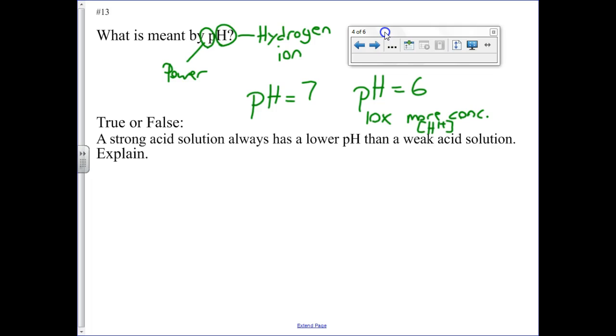10 times more concentrated hydrogen ions. If I have a pH of 5 versus a pH of 7, how many more times concentrated is the pH of 5? 100. We're stacking factors of 10. That's a power scale. That's what that P stands for. If I have a pH of 9 versus a pH of 7, my pH of 9 is 100 times less concentrated.